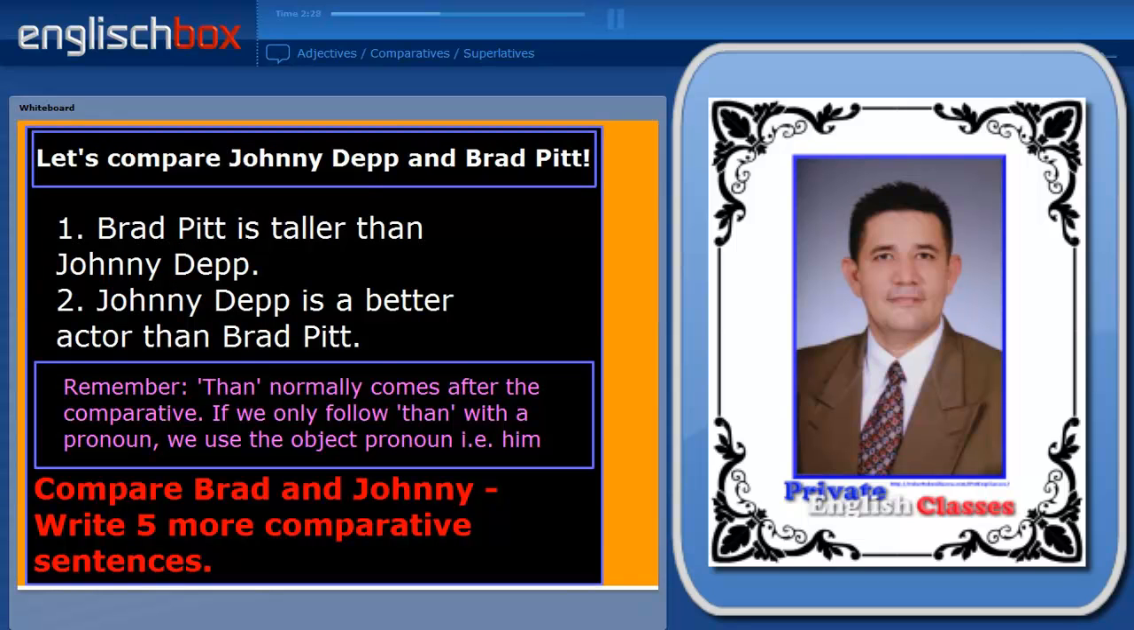So now we have two more Hollywood film stars, Brad Pitt and Johnny Depp, and we're going to compare the two. Brad Pitt is taller than Johnny Depp. Johnny Depp is a better actor than Brad Pitt. Remember to follow the comparative with the word than. If you do not use a sentence or an auxiliary verb after the word than, then we use the object pronoun. So Brad Pitt is taller than Johnny Depp, or Brad Pitt is taller than him and not than he.